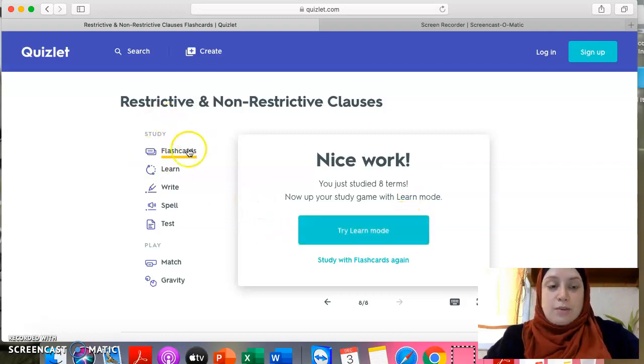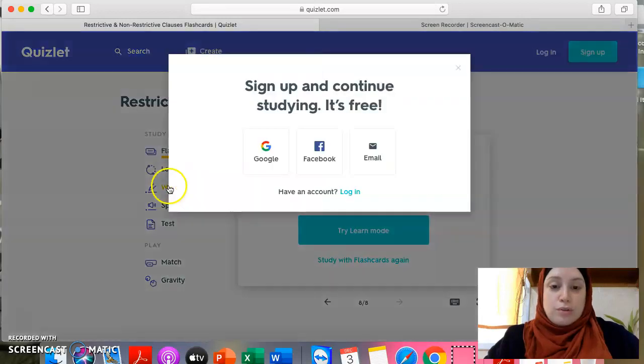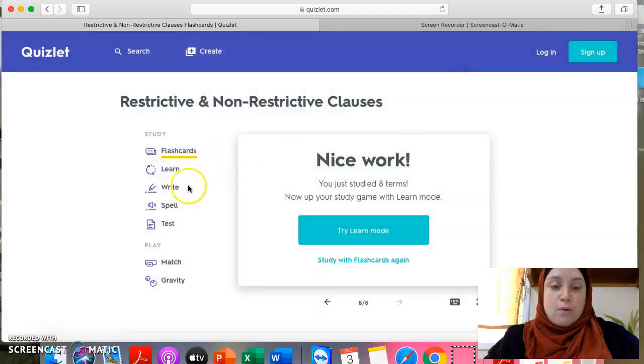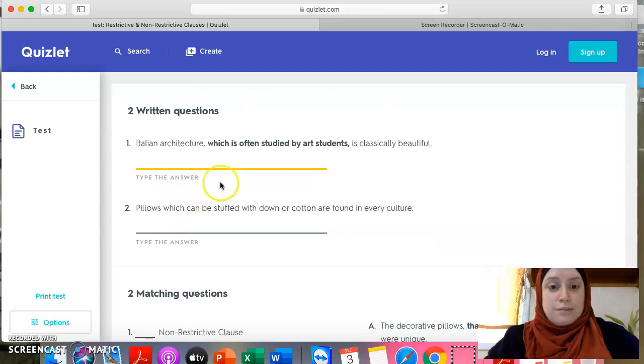So again, this website will help with understanding by practicing the necessary topics through flashcards, through learning to use them in writing or spelling or giving yourself a nice little test. Again, "Italian architecture, which is often studied by art students, is classically beautiful." So we need to define this as either a restrictive or non-restrictive clause.